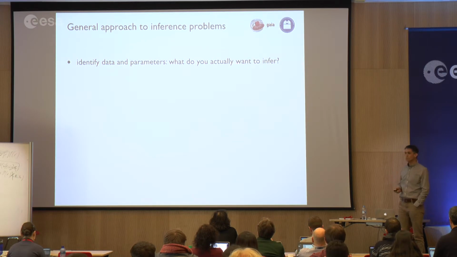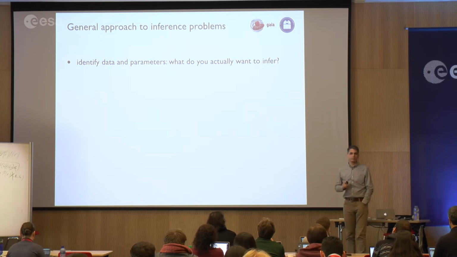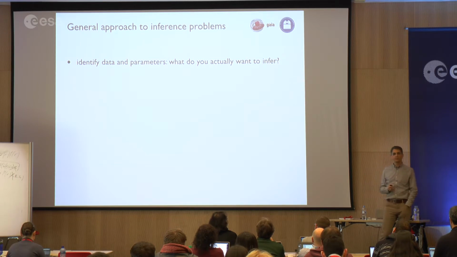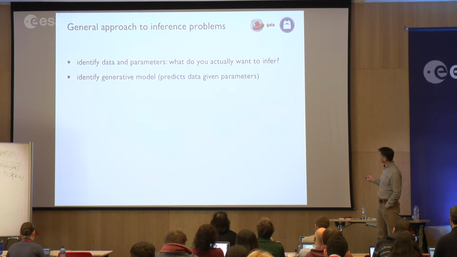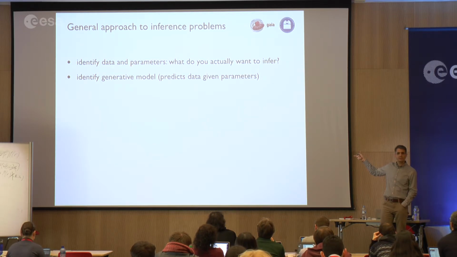I would say the first thing you should do is identify what your data and your parameters are. What do you know and what do you actually want to infer? It's surprising how often when people come and talk to me about problems they're trying to solve, they haven't really worked out yet what the data and the parameters are. It sounds trivial, but think about it very carefully. Identify your generative model. This is the thing that generates the data. In other words, it predicts the data given the parameters. In this case, this was the cluster model, which said the cluster had a Gaussian distribution, essentially, and was at a certain distance.